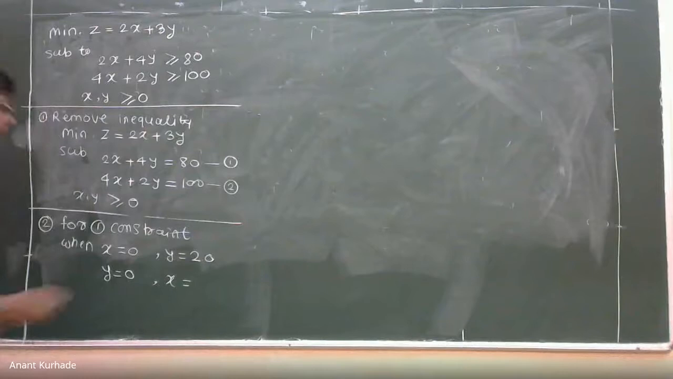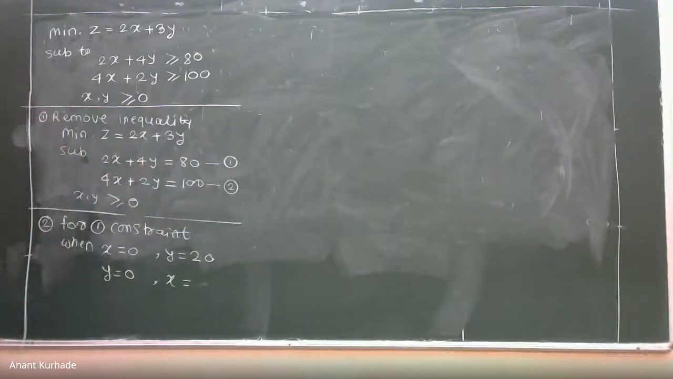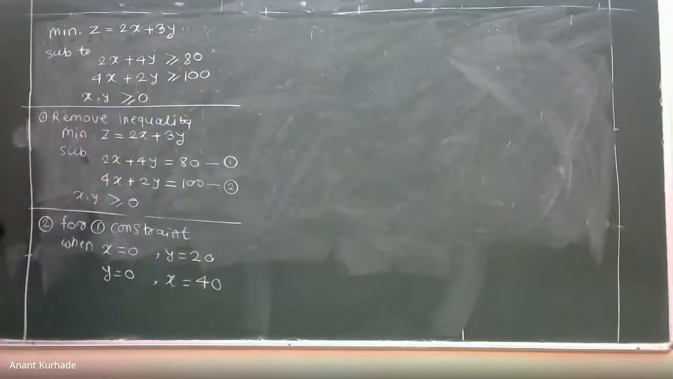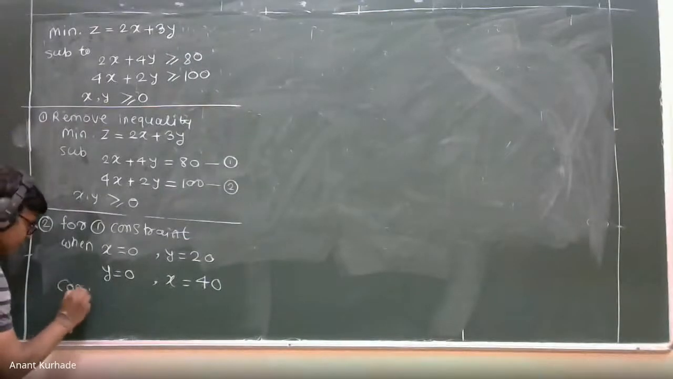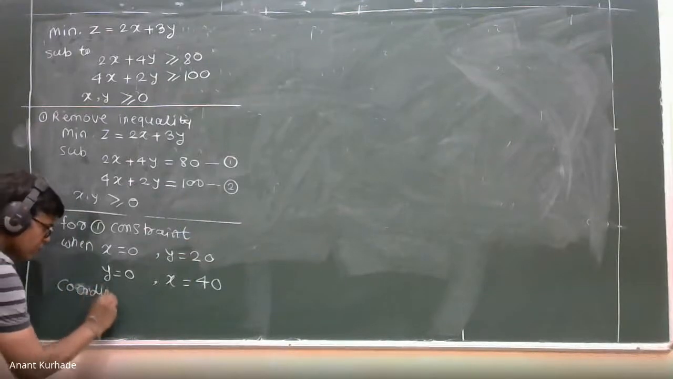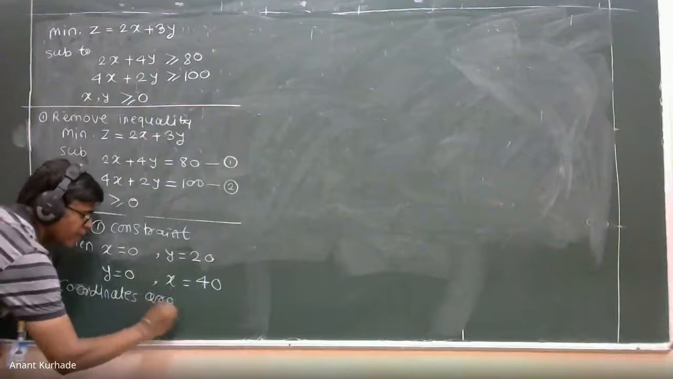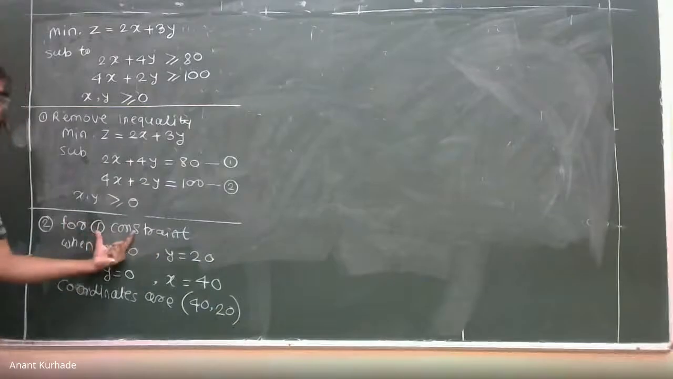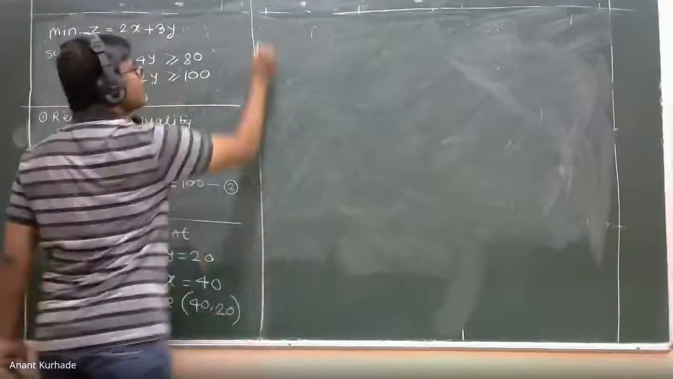We are dealing with only the first constraint. When y is 0, x is 40. So at last we can write the coordinates: 40, 20. We have found the coordinates for constraint number 1. Now go for the coordinates for constraint number 2.